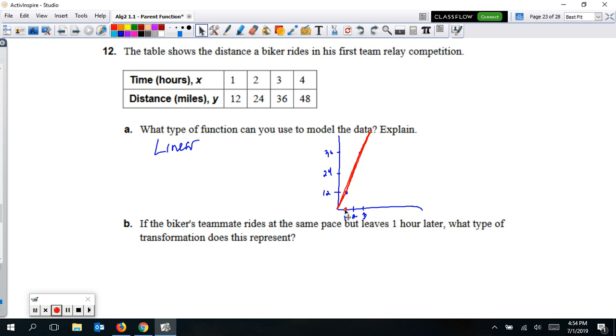So if he's going to ride 12 miles in 1 hour, at 2 he's going to be up at 12 right here. And so we could put a point right there and notice that's going to be a parallel function to this. So what changed from the biker to his teammate is just a translation, right? It just shifted. It just moved right 1 unit. So it's a translation that would represent that transformation.